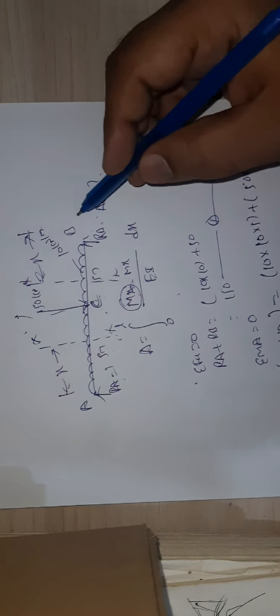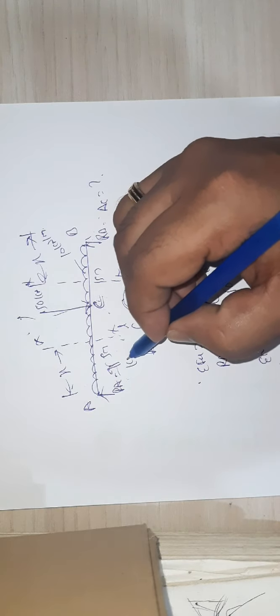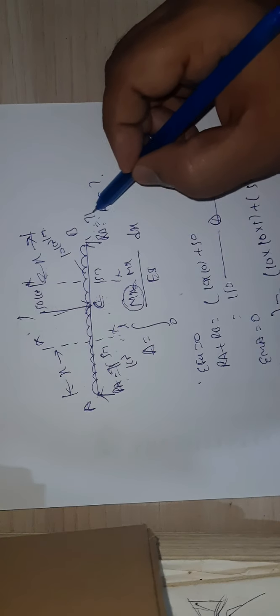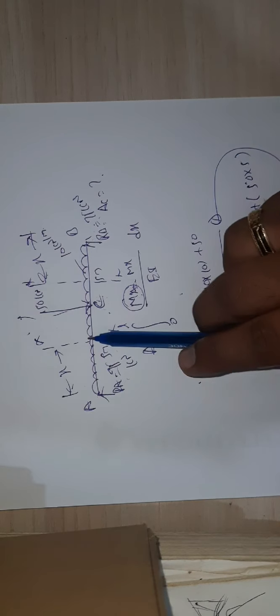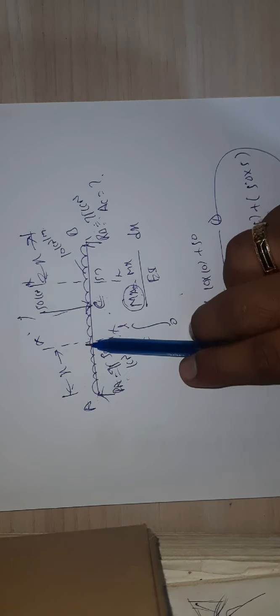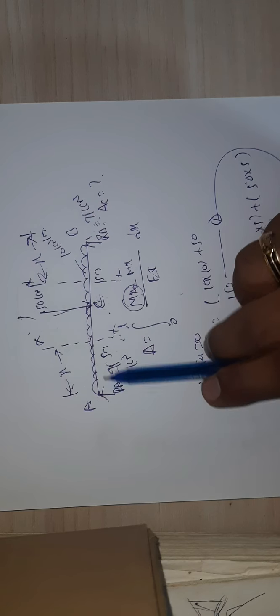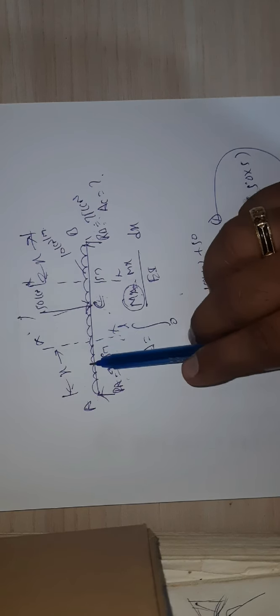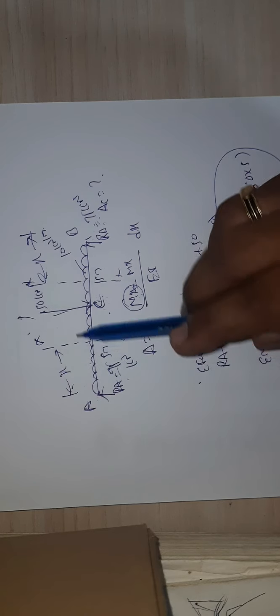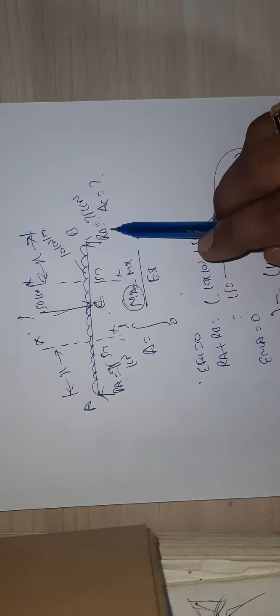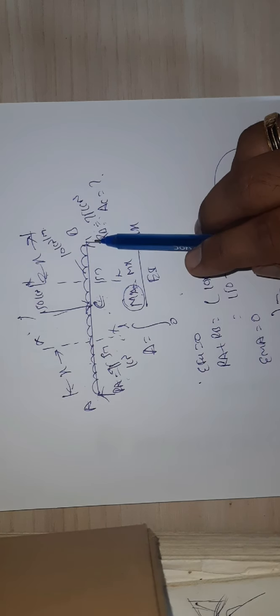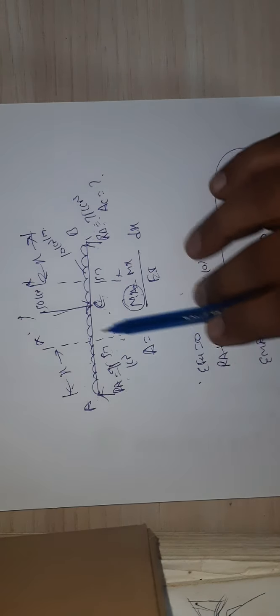Now I calculated RA as 75 kilonewton. What is RB? RB is also 75 kilonewton. Then calculate the bending moment in the AC portion at x: 75 into x minus 10 into x by 2, right? Similarly here, RB is 75 kilonewtons. The bending moment at x due to the external load is RB into x minus 10 into x by 2. Since it is symmetrical, the bending moment in the AC portion is the same as in the BC portion.